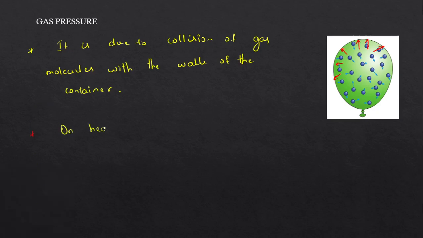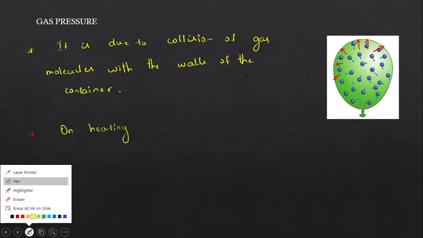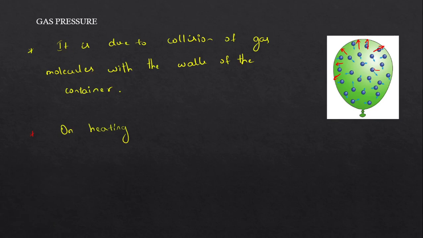On heating the balloon, we are increasing the temperature of gas molecules, which means we are providing more heat energy to the gas molecules. Now when the gas molecules absorb all the heat energy, their kinetic energy increases, which means their speed increases. If their speed increases, the number of collisions with the wall also increases. So here the number of collisions with the wall increases because the speed of the gas molecules will be very large compared to a balloon which is not heated. Because of this, the balloon expands.